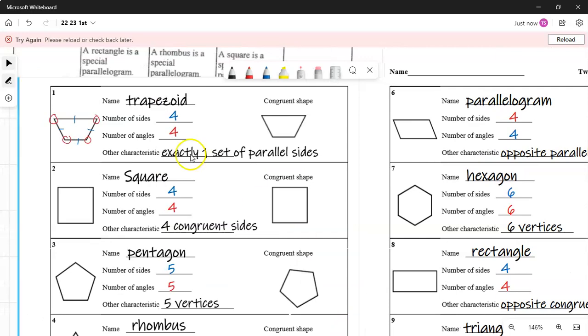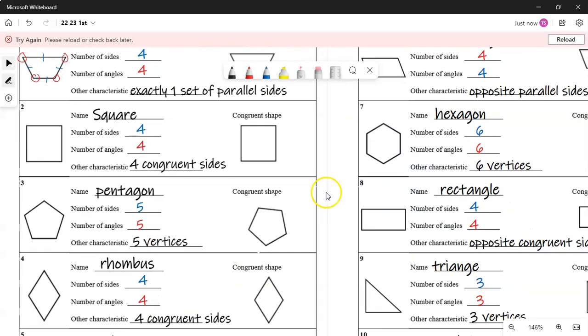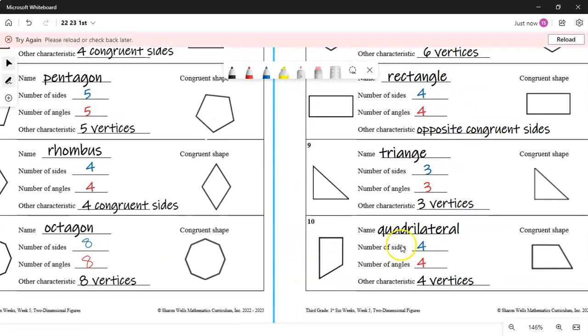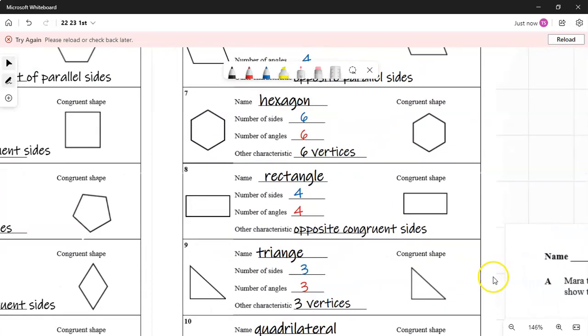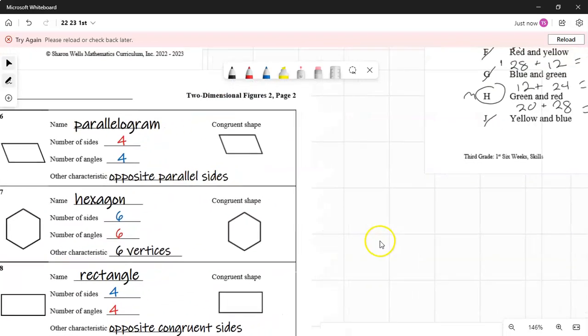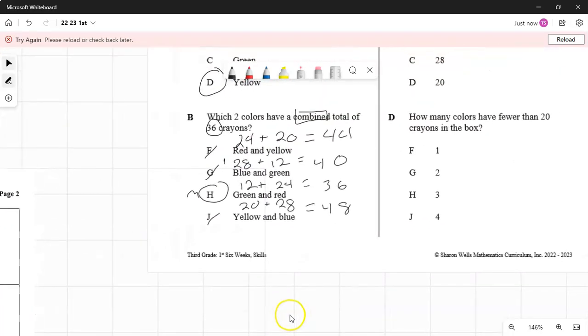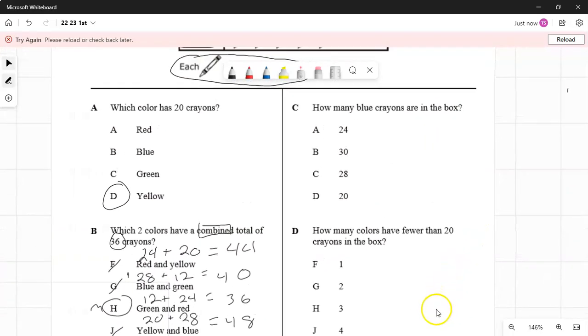Just like that trapezoid right there. But a quadrilateral has 4 vertices. It's an attribute of a quadrilateral. And the next thing we're going to look at is a sheet that we started on yesterday, and we're going to finish it up today.